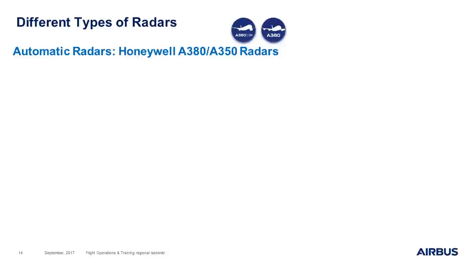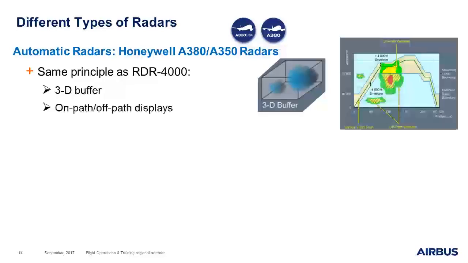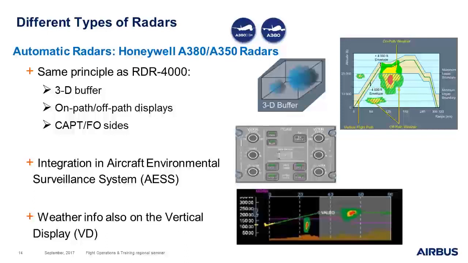Let's move now to A380 and A350 radars. These radars were developed by Honeywell and have the same principle as Radar 4000. A 3D buffer, on-pass and off-pass displays, and the possibility to display two different images on captain and first officer sides. On A380 and 350 aircraft, the radar is embedded into the Aircraft Environmental Surveillance System, AESS.